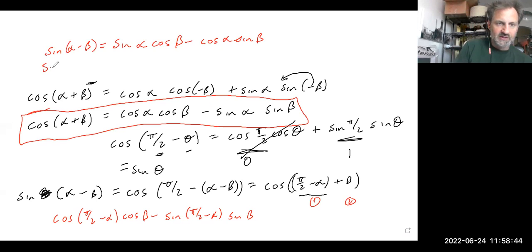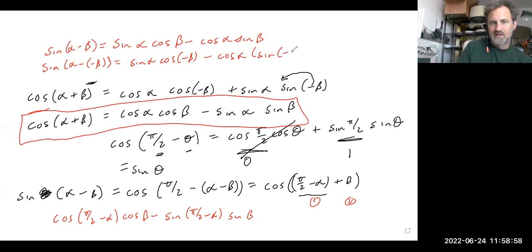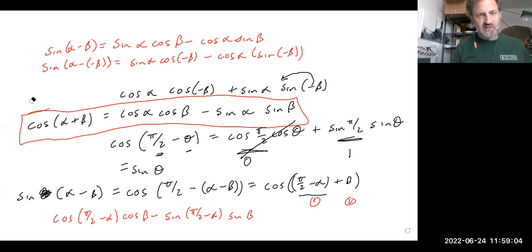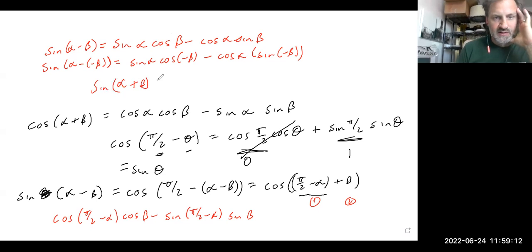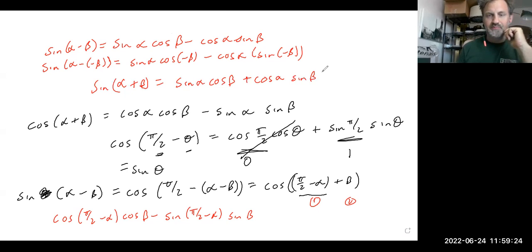And similarly, we can do the plus version. Sine alpha minus minus beta equals sine alpha cosine minus beta minus cosine alpha sine minus beta. Again, apply the even and odd formulas, and you end up with sine alpha plus beta equals sine alpha cosine beta minus cosine alpha, and the minus comes out, plus sine beta.